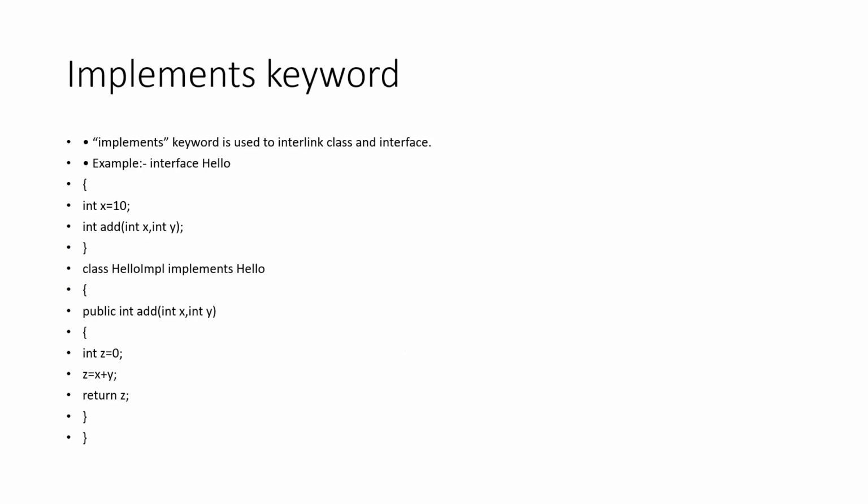Now you take a look here. Here, interface hello, and this class implements hello. Now see, in the interface only the int add is given, whereas the implementation is in the class, similar to the abstract class that we created.